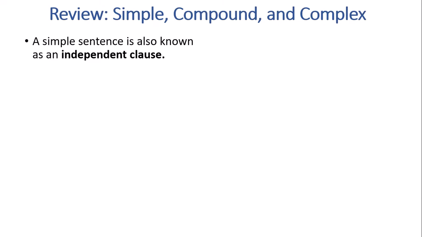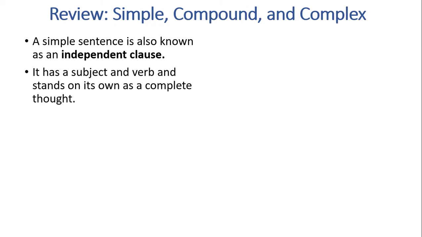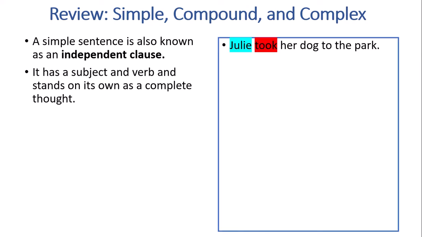A simple sentence is known as an independent clause. It has a subject and a predicate. That's the verb phrase. A subject and a verb, and it stands on its own as a complete thought. Julie took her dog to the park. Julie is our subject, and took is our verb. The whole thing here, took her dog to the park, would be a predicate.